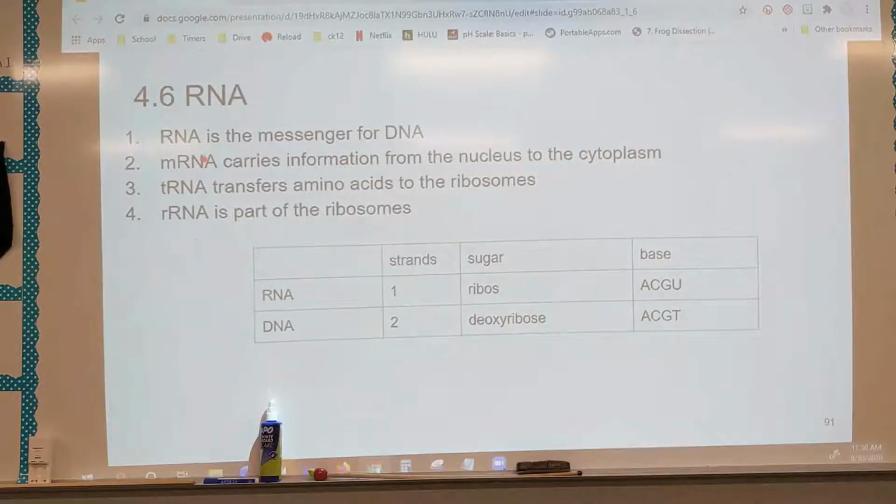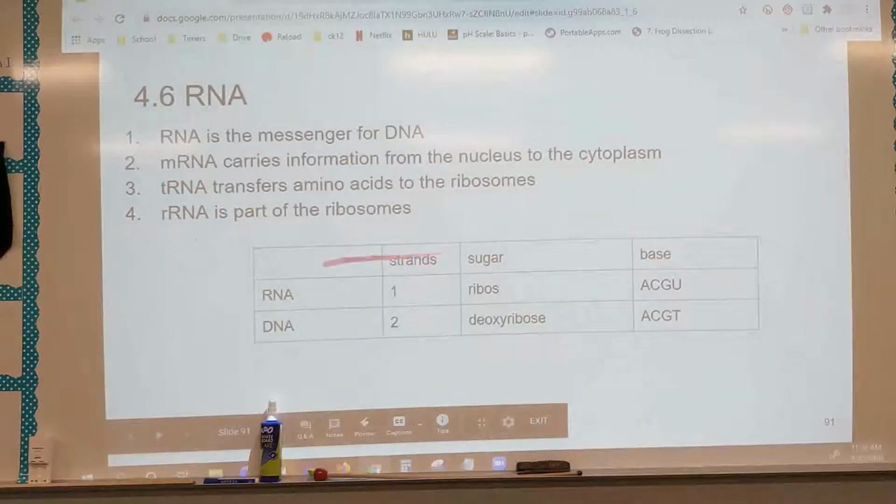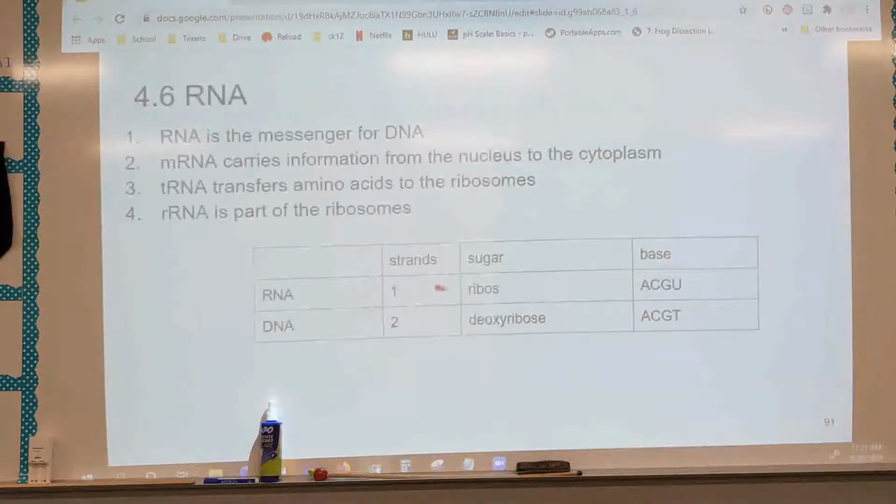What I'm going to ask you to write down, though, is this chart down here, so that we know the differences between RNA and DNA. So I would just copy this chart.